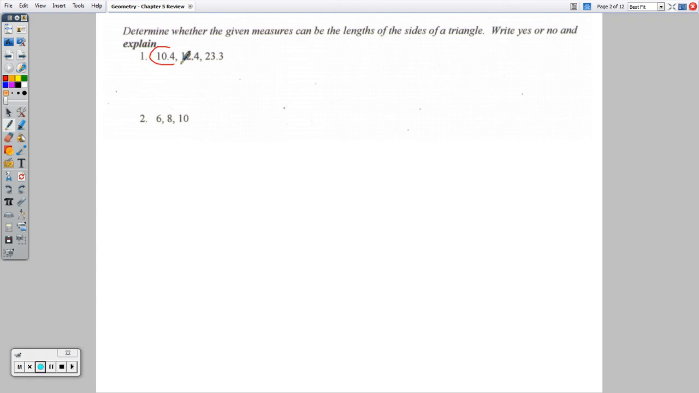In this one, that would be 10.4 and 12.4. In this one, it's going to be 6 and 8. So we just need to check and make sure those 2 add up to be bigger than the third. 10.4 plus 12.4, that's going to be 22.8. And that is not greater than the third side, 23.3. So if the 2 smallest sides don't add up to be bigger than the third side, you cannot make a triangle based on that.